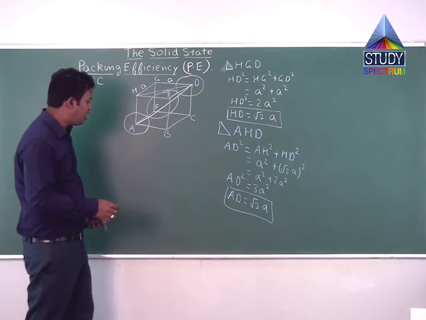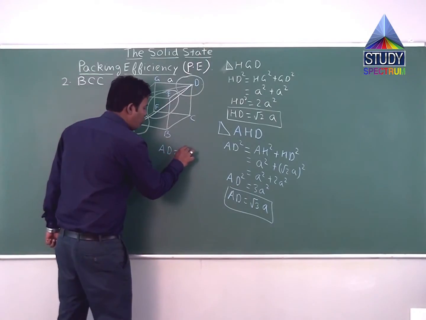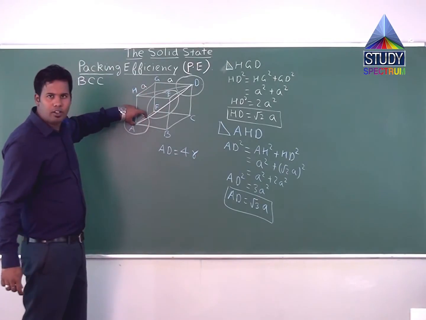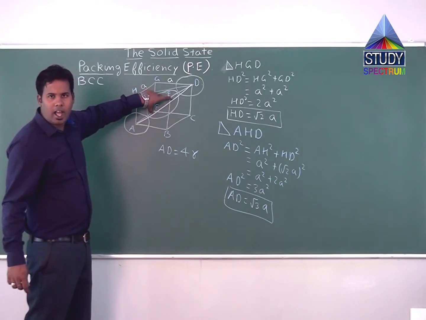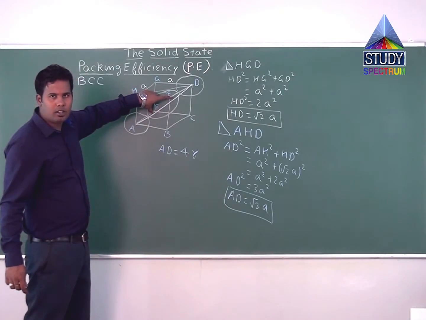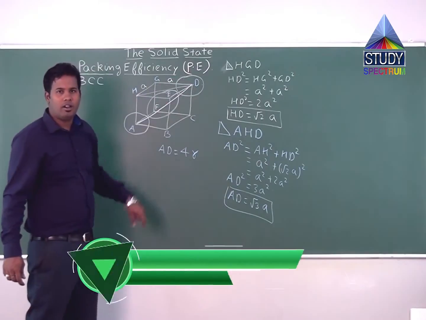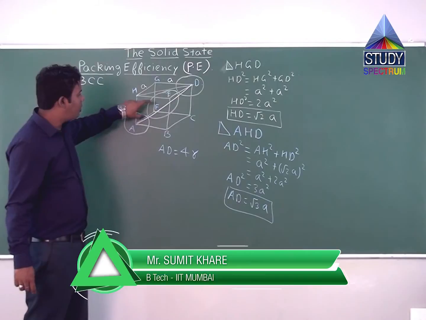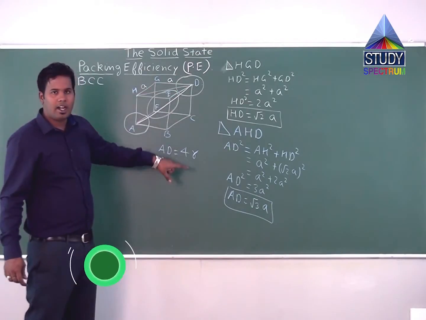So this body diagonal AD is also equal to 4r. It is the sum of the radius of the sphere present at this corner, the diameter of the central sphere present at the center of the body, and the radius of the sphere present at this corner. So this body diagonal is nothing but r plus 2r plus r, that is 4r.